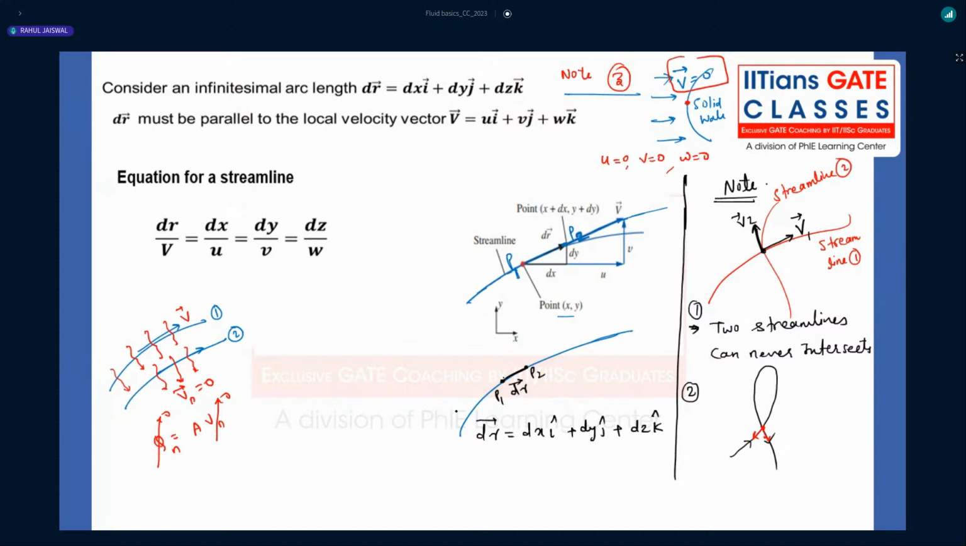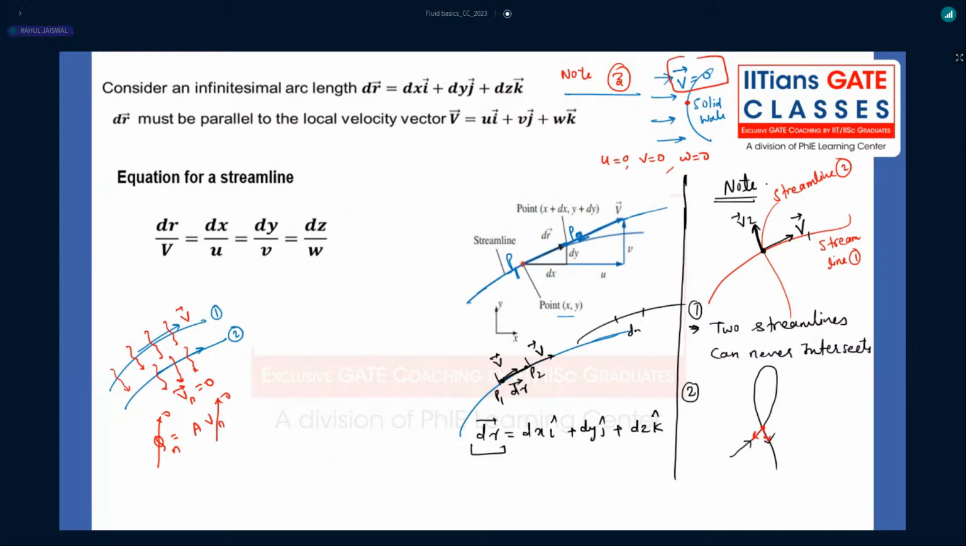In this small interval between the particle positions P1 and P2, the particle has traveled from here to here. That is, a distance dr has been traveled. This position vector in space I define as dx i cap, dy j cap, and dz k cap, right? So what can we write? This velocity is tangent to the streamline by the definition of a streamline. When you draw the tangent, it gives the direction of the velocity vector. This v and this dr are almost parallel with each other, right?